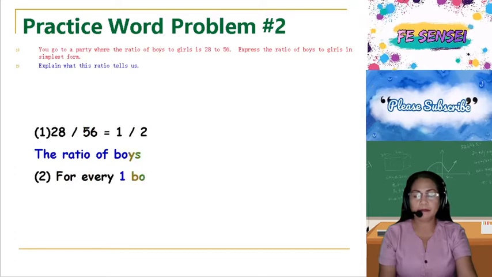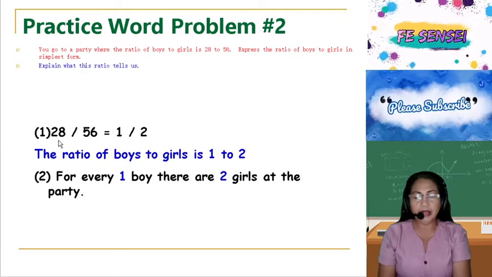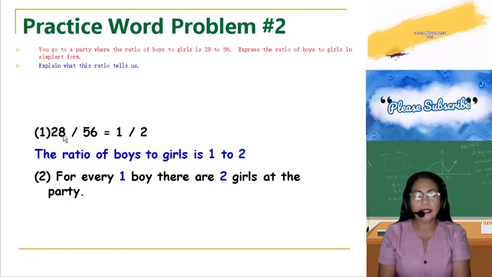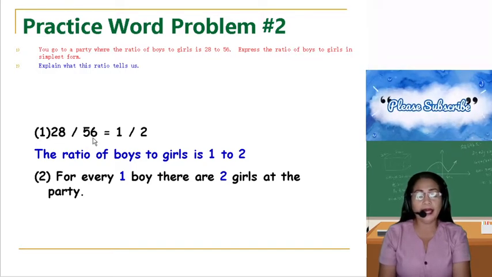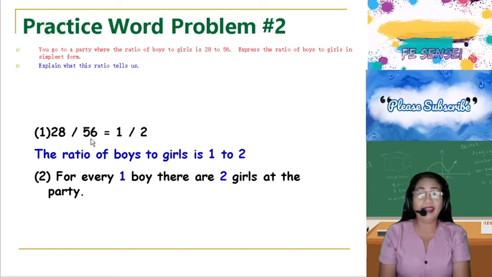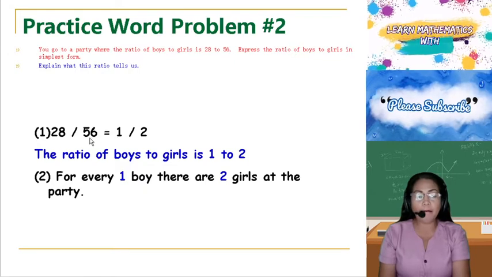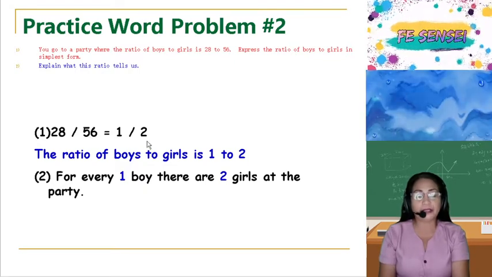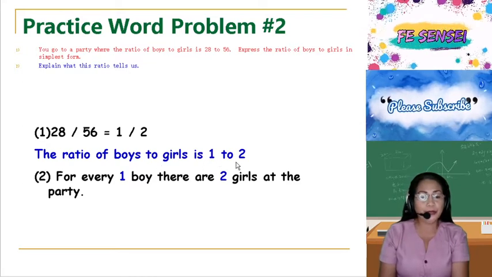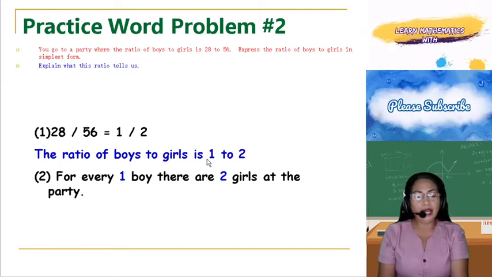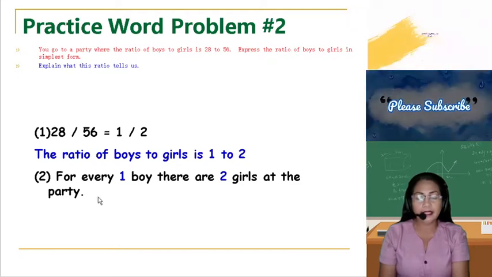Okay. So, the ratio is 28 over 56. And the GCF of 28 and 56 is 28. Therefore, 28 divided by 28 equals 1. 56 divided by 28 is 2. So the ratio of boys to girls is 1 to 2. For every one boy, there are 2 girls at the party.